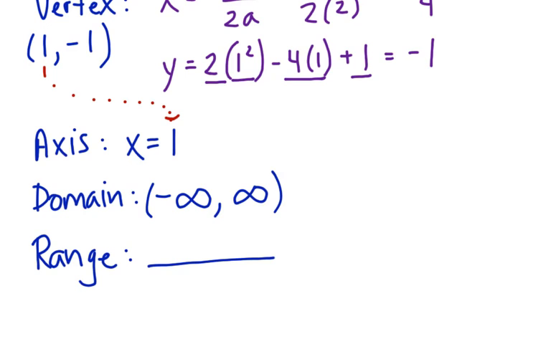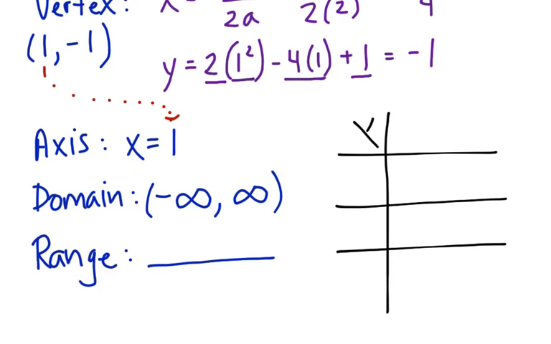So next step is build that table. I've asked for 3 values. Vertex can be the middle value. So I'm going to go ahead and put our 1, negative 1 in the center of our table. So when x is 1, y is negative 1. I'm going to back up 1 to the left and 1 to the right of that x value for the vertex. And now our job becomes finding the y value.